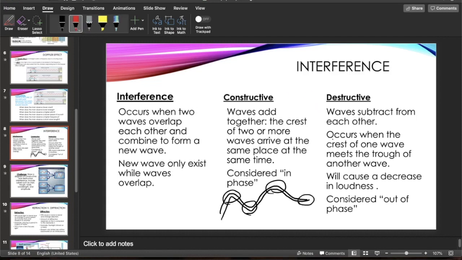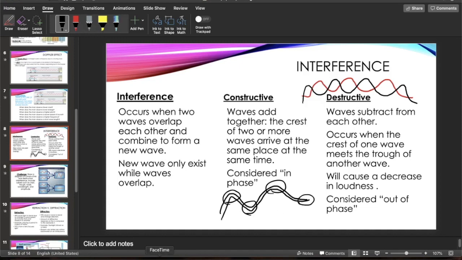But when you have a destructive wave, you're going to have your first wave right here, and then your second wave is going to be the black one. That's going to end up being like this. These two are going to cause interference with each other, which means that you won't hear it as loud as you would if there was only one wave. Hopefully that makes sense.